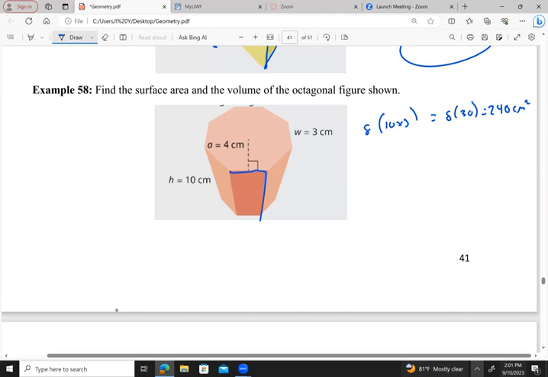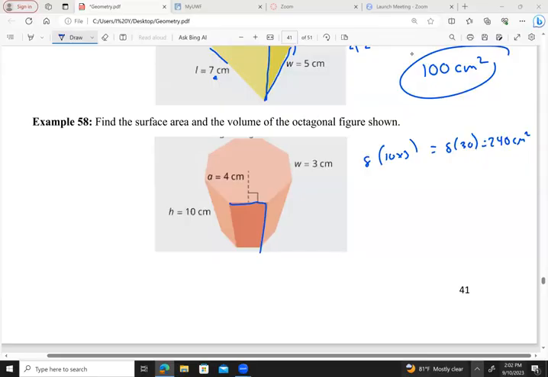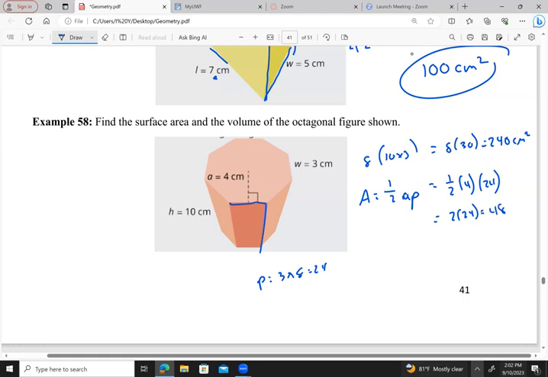Then if we recall, the area of our polygon is 1/2 a p. A is 4, p is the perimeter, which is p equals 3 times 8, which is 24. So this is 1/2 times 4 times 24. And that's just of the top or the base. Equals 2 times 24, which equals 48. Then we have two of them.